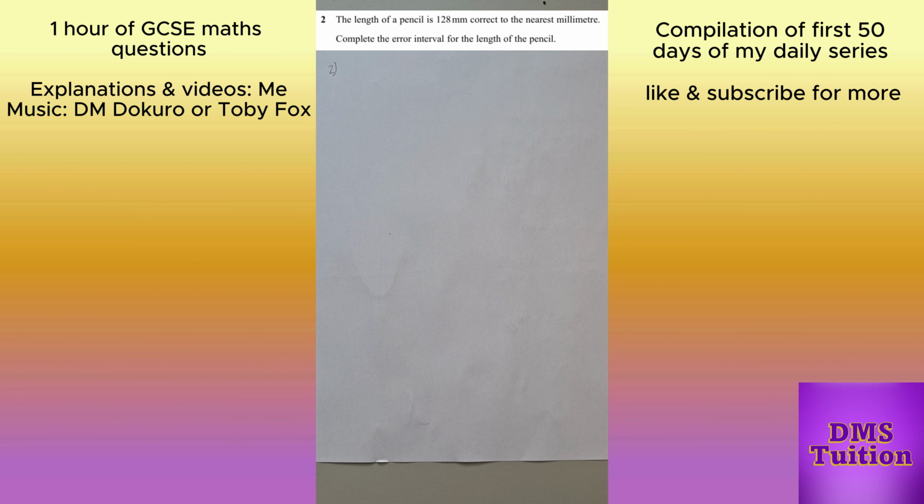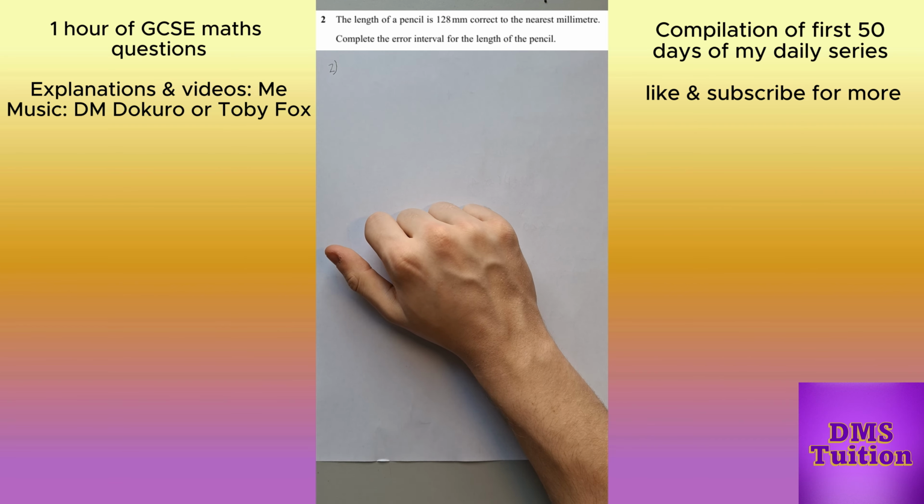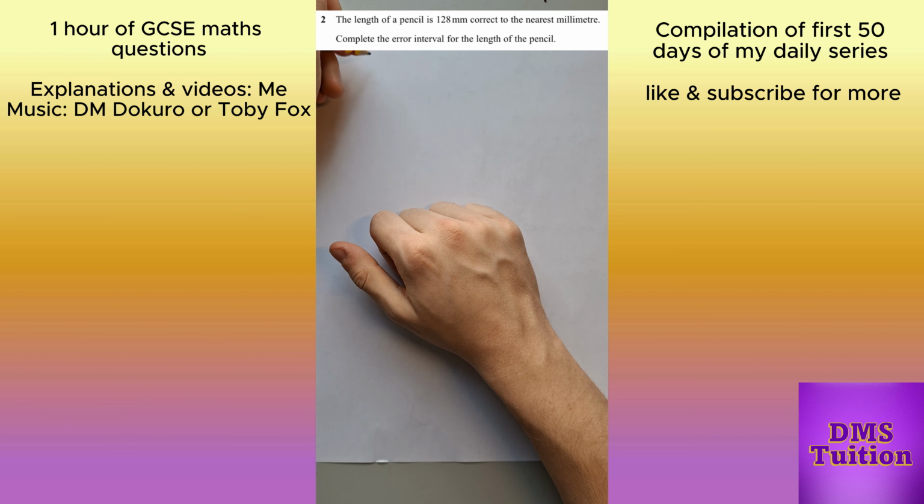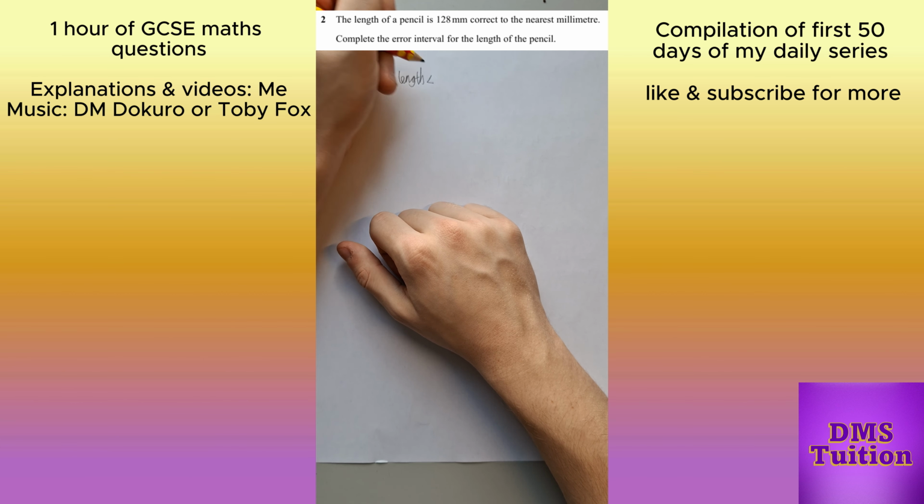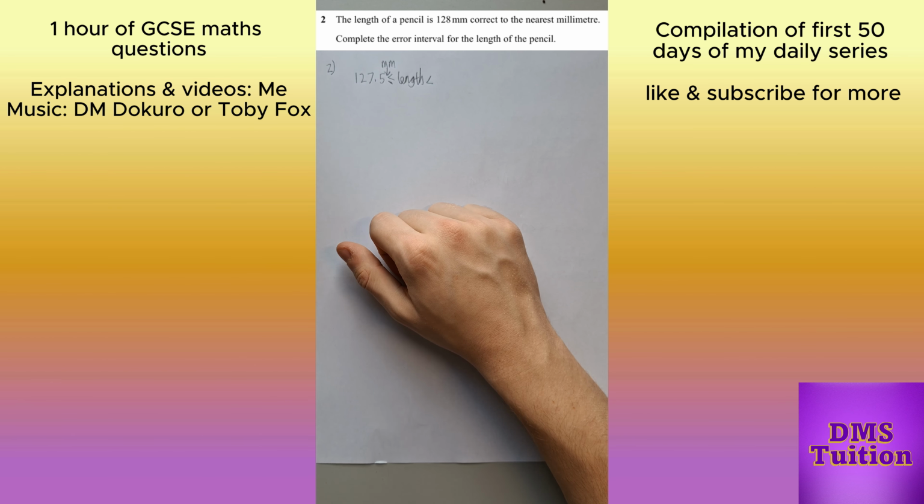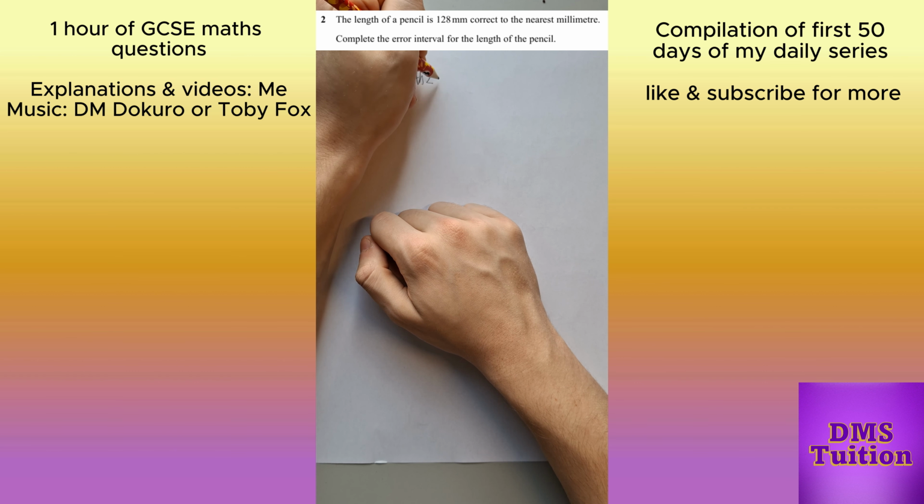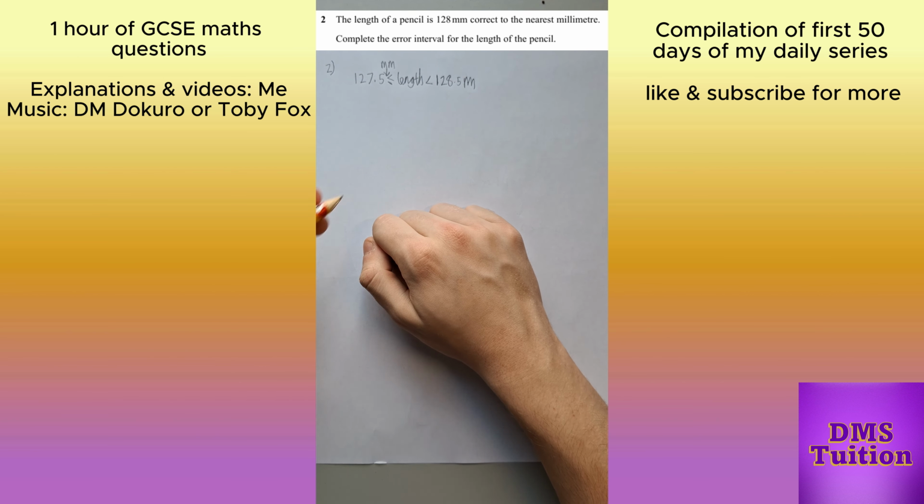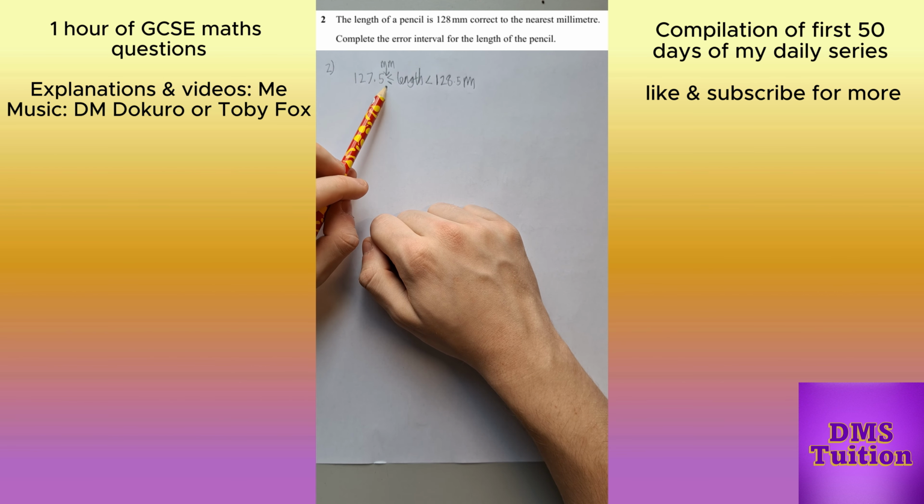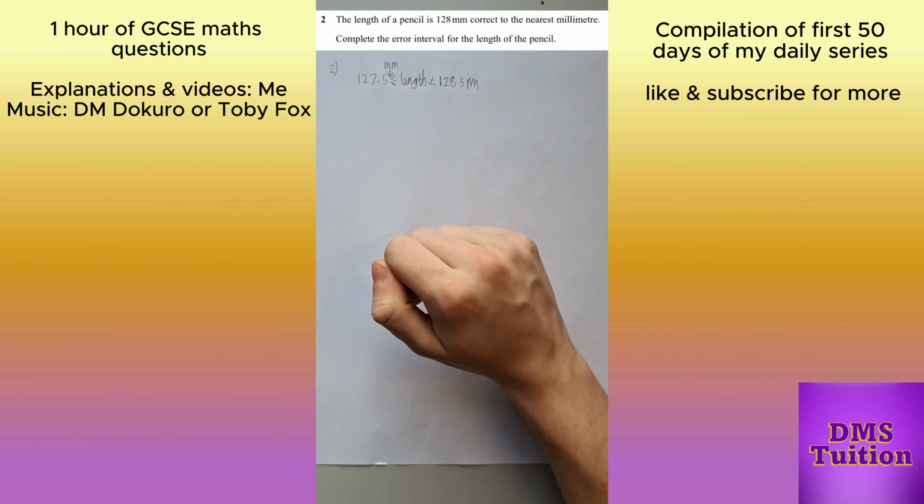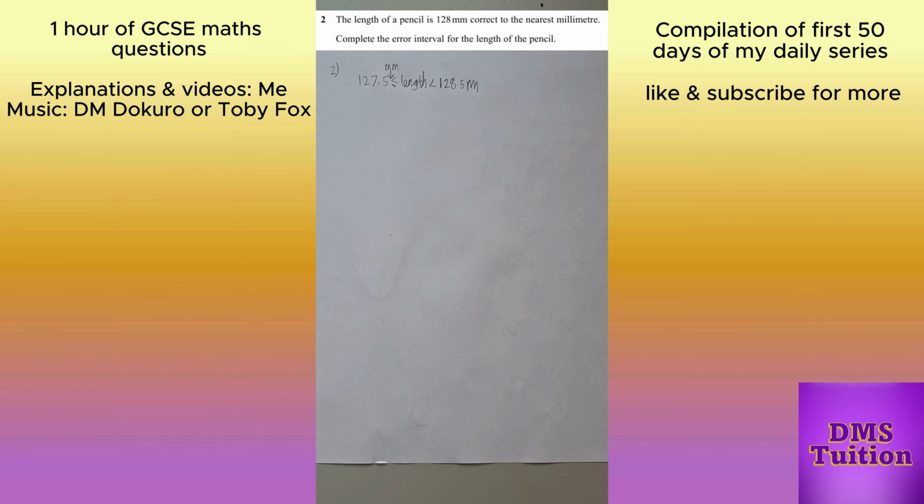What rounds to 128 millimeters? Well, it's rather simple. It's 127.5 millimeters, and the length is greater than or equal to that, and less than, 128.5 millimeters. The answer box has millimeters, but it's still important to remember units. And the reason this is greater than or equal to is because if it's a 5, you round up, just due to convention.